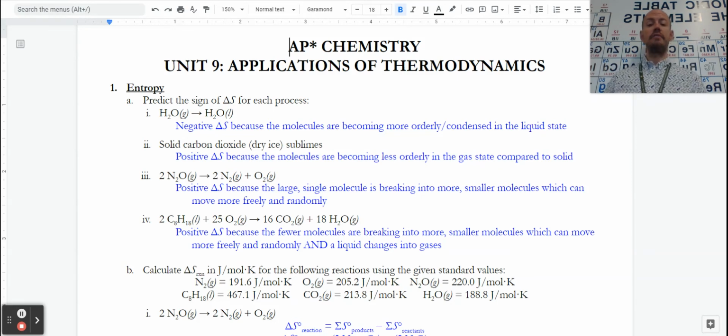And then here we have a combustion reaction. We look at states of matter and we look at coefficients. We start off with 27 as our total coefficients over here, 34 over here. That shows more particles, and they're also smaller in terms of the subscripts. Also, I go from a liquid to gases. Both of those support the fact that we are increasing the dispersal of energy, increasing the randomness, and increasing the disorder.